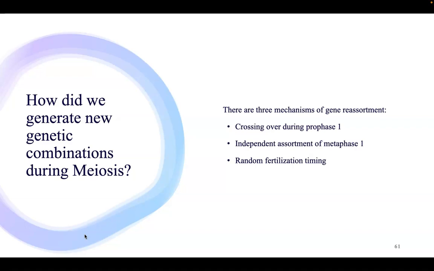And also just the randomness of whenever fertilization happens, because which sperm reaches which egg is going to vary depending on when the fertilization actually takes place. So that also provides even more variability.